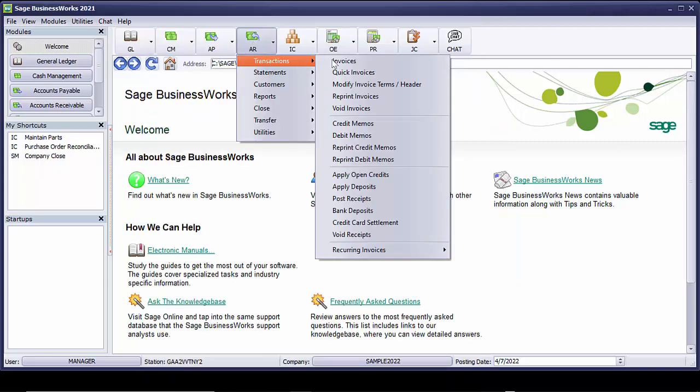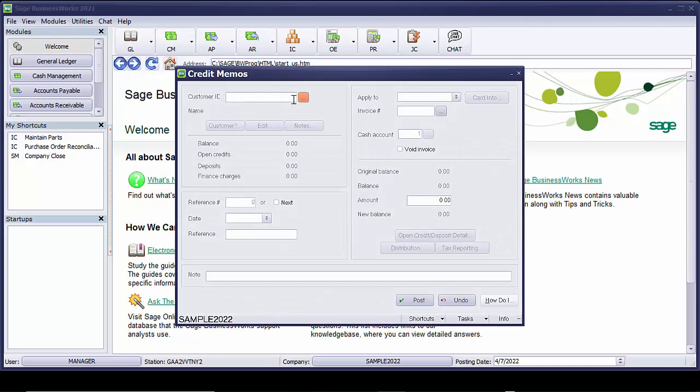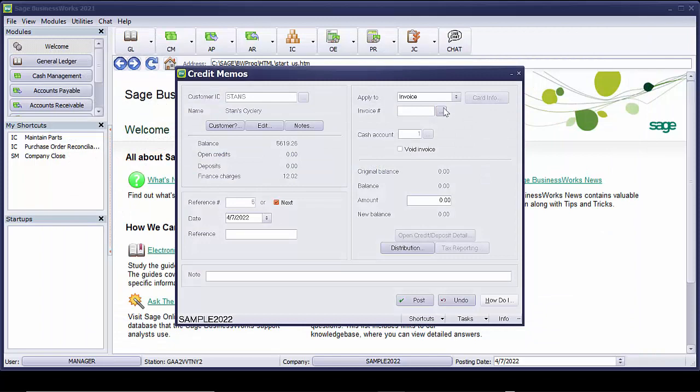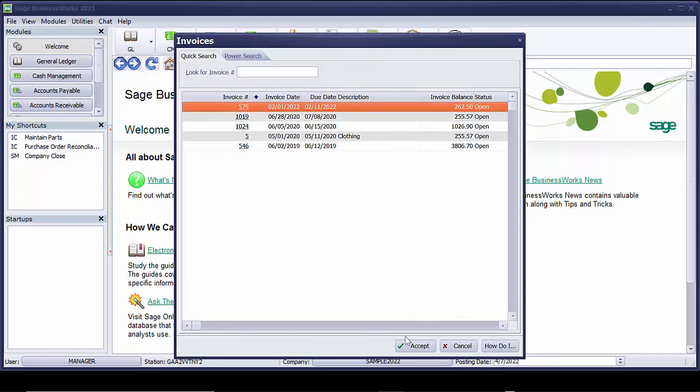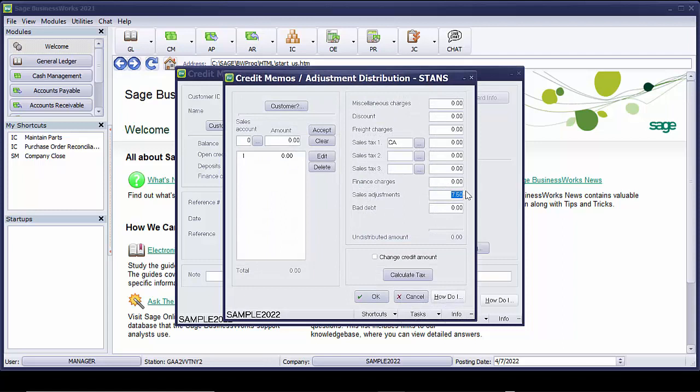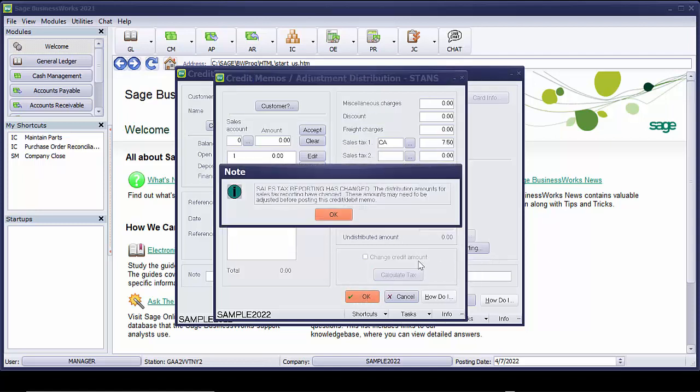We go into our accounts receivable, transactions, credit memos. Pull up our customer Stans and select our invoice 579. We'll enter the amount of $7.50, which is the credit that we wish to give for the excess sales tax charged. And now we go to the distribution. We're going to zero out the sales adjustments and enter the $7.50 credit into our sales tax jurisdictions desired. We're going to say OK and get the message that our sales tax reporting has changed.